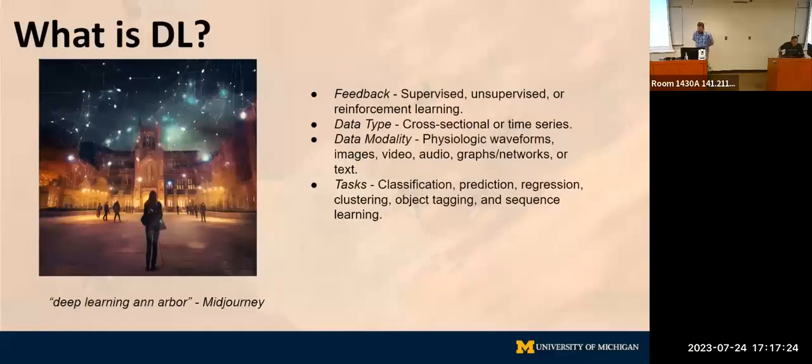So deep learning consists of feedback, a data type, data modality, and tasks. These are some of the important features of deep learning. For example, you think about the modality: what kind of data are you expecting to put in? What kind of data are you expecting to get out? As well as the tasks: what's the purpose of using the deep learning algorithm that you've selected? Are you classifying? Are you predicting? Are you regressing? Are you clustering? All of your decisions like this have to be made manually before you create your AI and let it run.